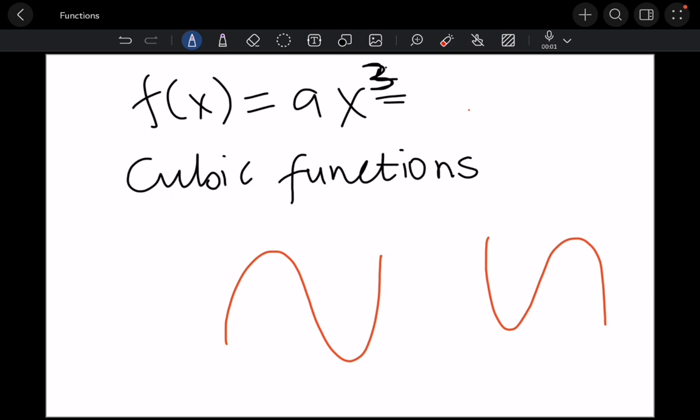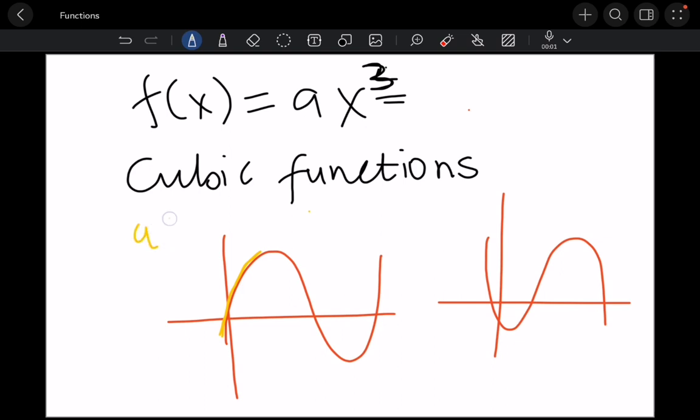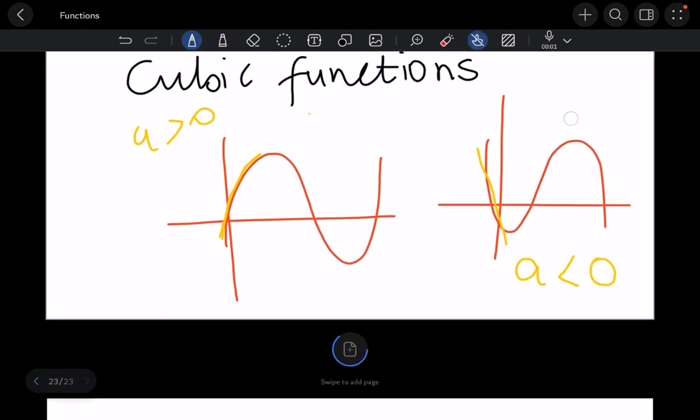The basic idea here is that when a function is drawn like this, it is a positive function. Or rather, when it's concave down, the value of a is positive. When it's concave up, the value of a is negative. Okay, keep that in mind.